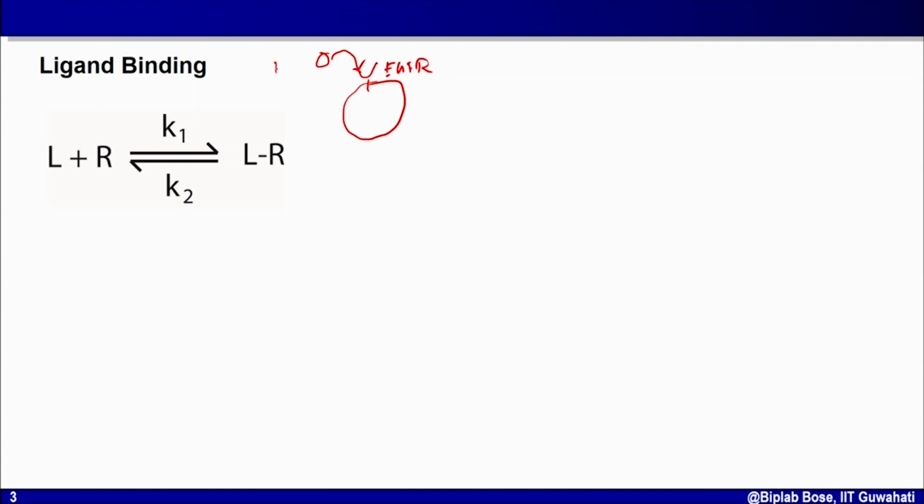receptor, and your ligand may be EGF. So a ligand binds to receptor and forms a receptor-ligand complex, LR. Remember, this is a binding process. It's not actually a chemical reaction because there is no molecular bond, no covalent bond formation, or no covalent bond is broken here.